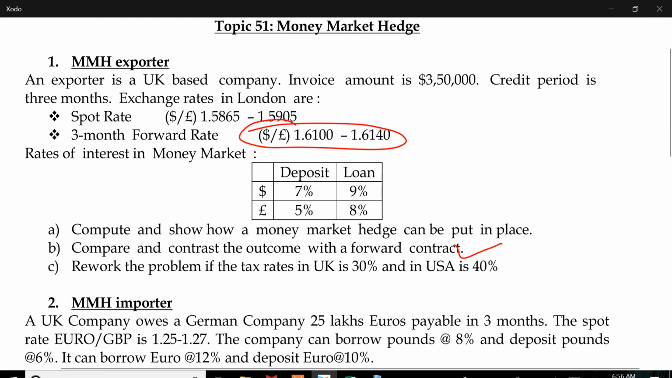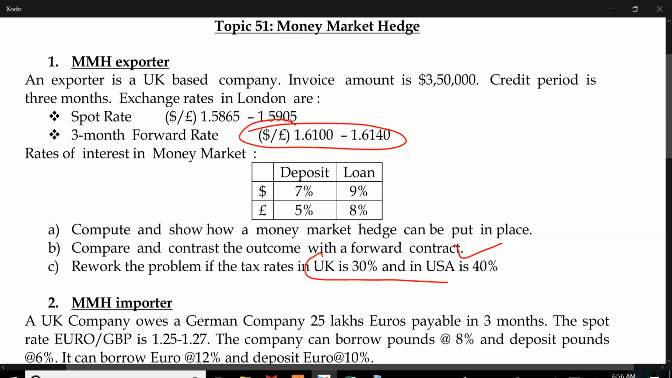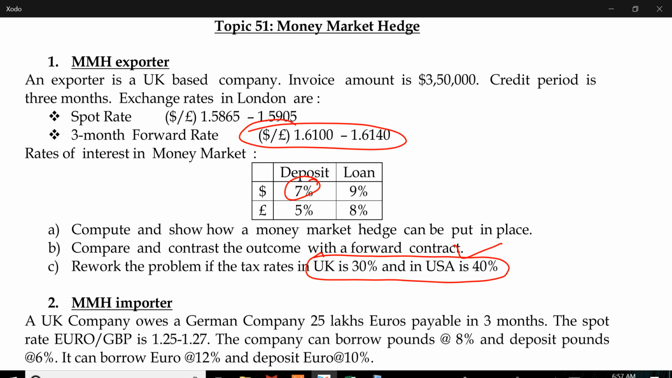Now they are saying rework the problem if the tax rates are given. Now, what is the use of the tax rates is, this deposit rate you see, 7%, is no more a 7% deposit rate. The 7% is for dollars and 9% is for dollars. What is the tax rate in USA?